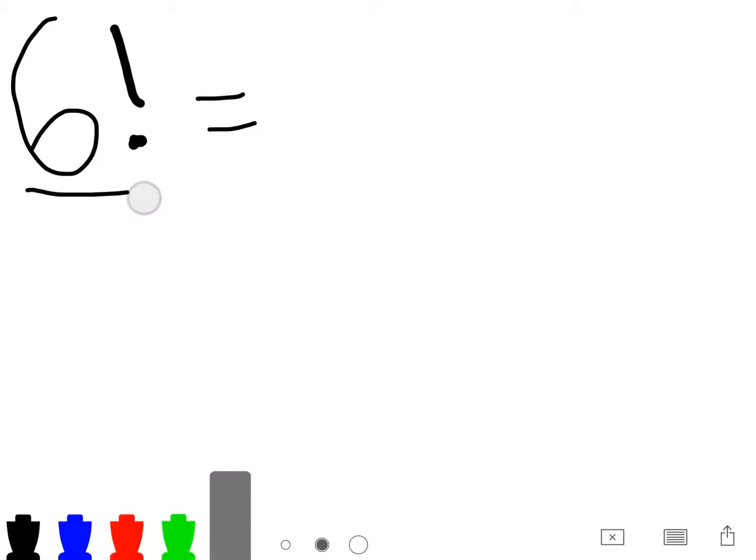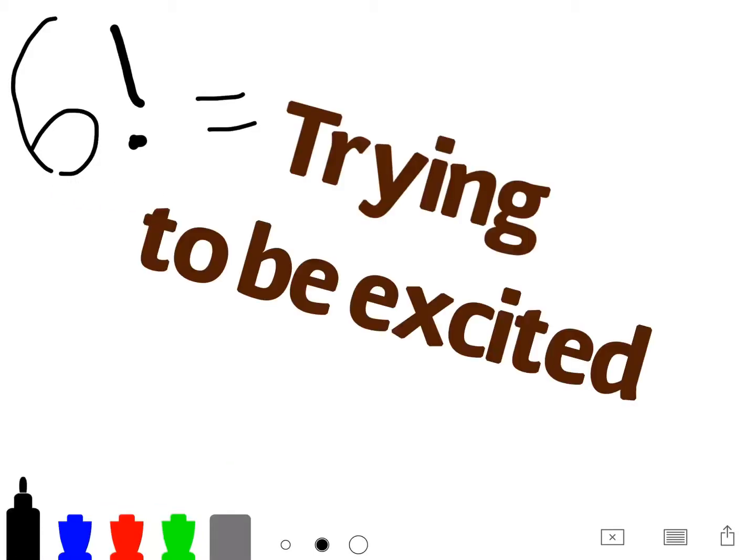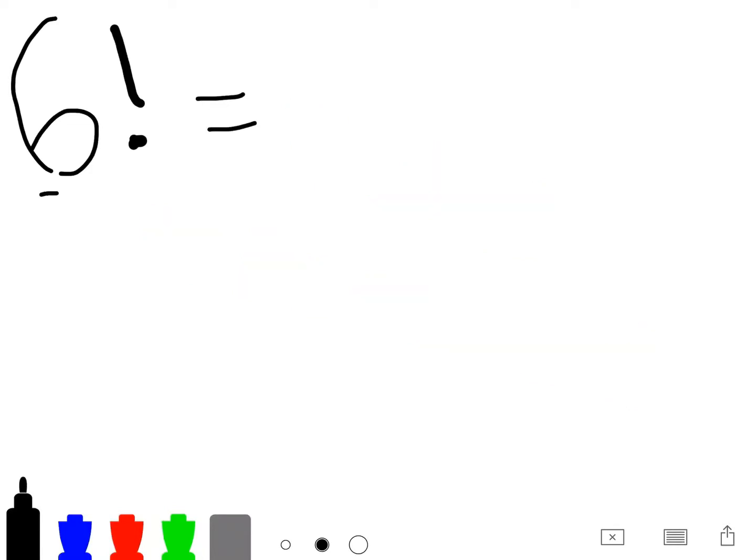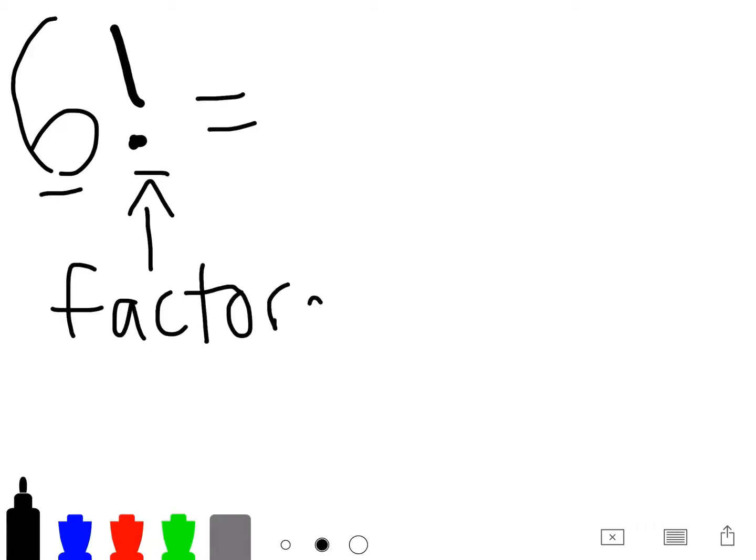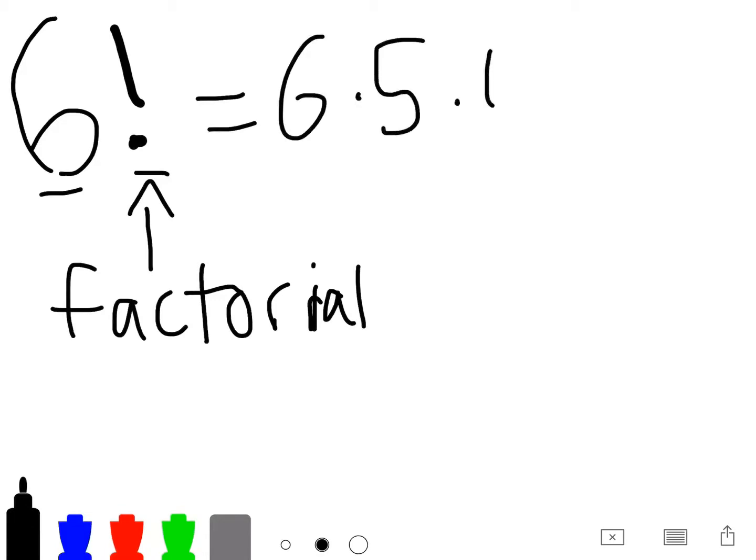Before we try to tackle this, let's figure out how to say it. We don't say 6!. Instead, we say 6 factorial. This exclamation mark represents the word factorial. But what does it even mean? It just means we're multiplying all the numbers under 6. This is used in many math problems, and you've probably come across it before.